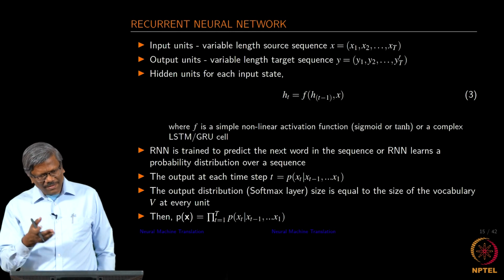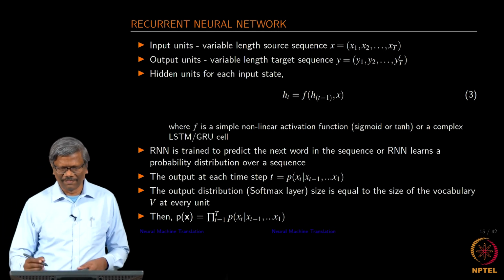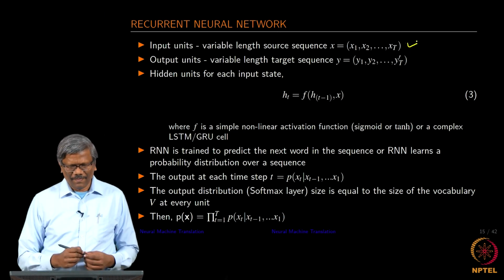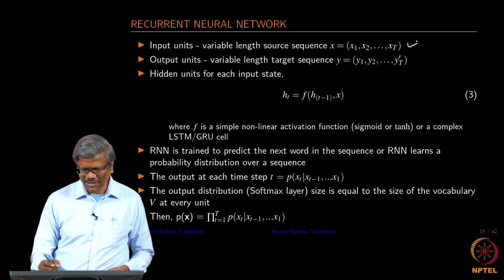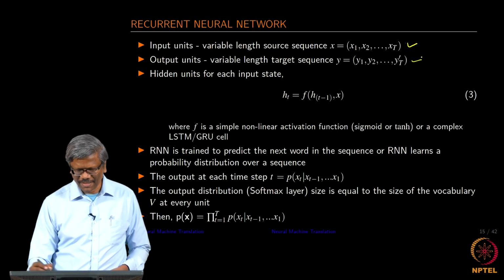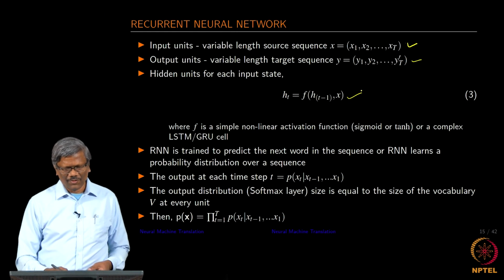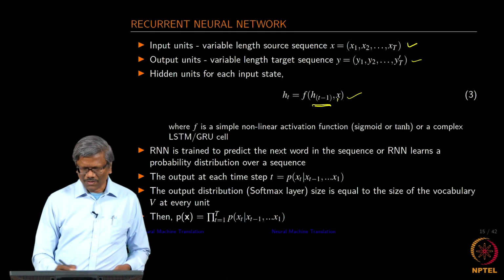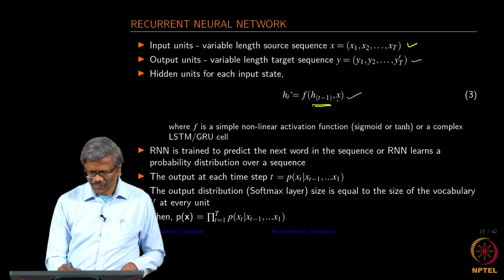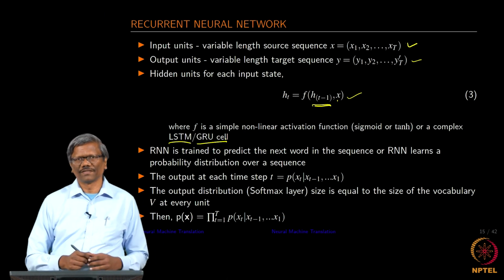So, as I mentioned earlier, this is going to be using the recurrent neural network for this. We know that the input is going to be a sequence, the output is going to be a sequence, and h_t is computed in this fashion, using the previous memory and the new input. As I mentioned, this hidden unit could be an LSTM or GRU cell.